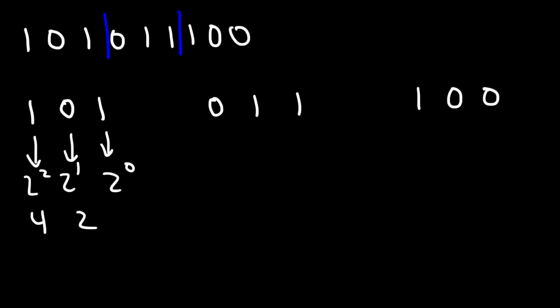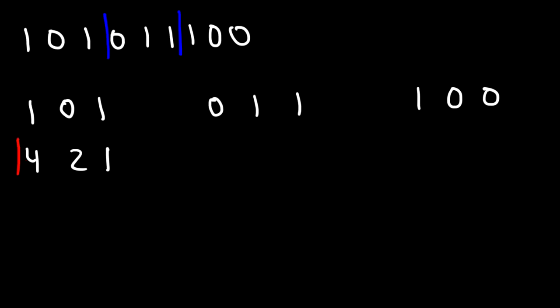So this is 4, 2, 1. So at this point, it's easier to use 4, 2, 1 instead of powers of 2. But understand that it's based on powers of 2. Now we have a 1 with a 4 and a 1 with the 1. So 4 plus 1 corresponds to 5. 0 plus 2 is 0, so we could ignore any zeros.